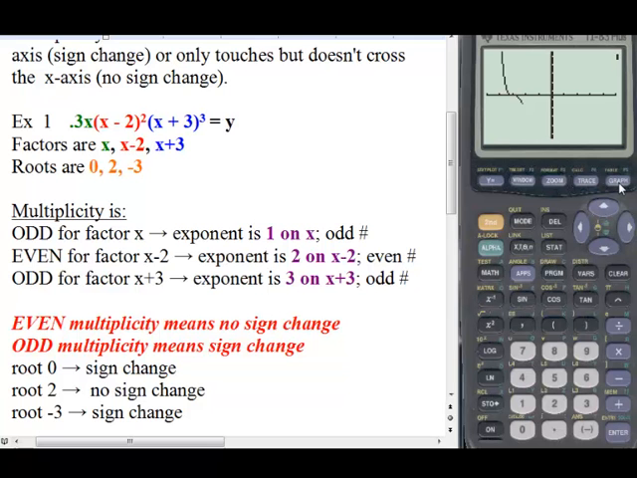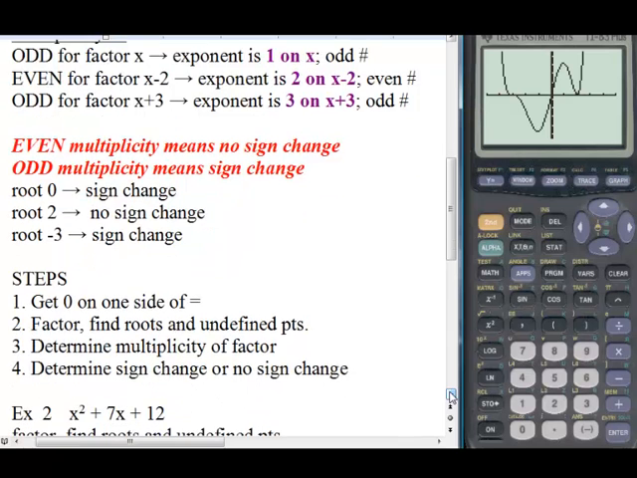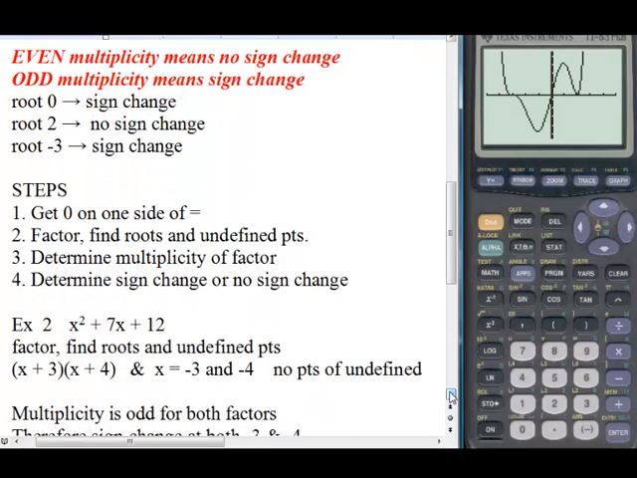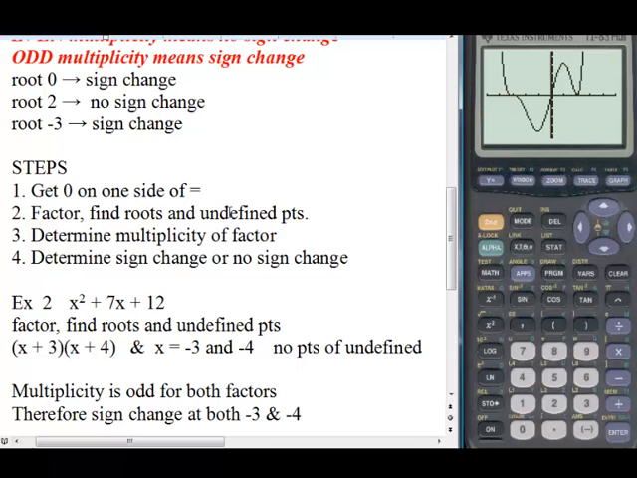Notice that at -3, just as we predicted, there is a sign change. The graph goes from positive to negative. And at 0, there's another sign change. The graph goes from negative to positive. However, at 2, you can see that there is no sign change. The graph remains positive, although it touches the x-axis at x equals 2. Pause your video, write down the steps.